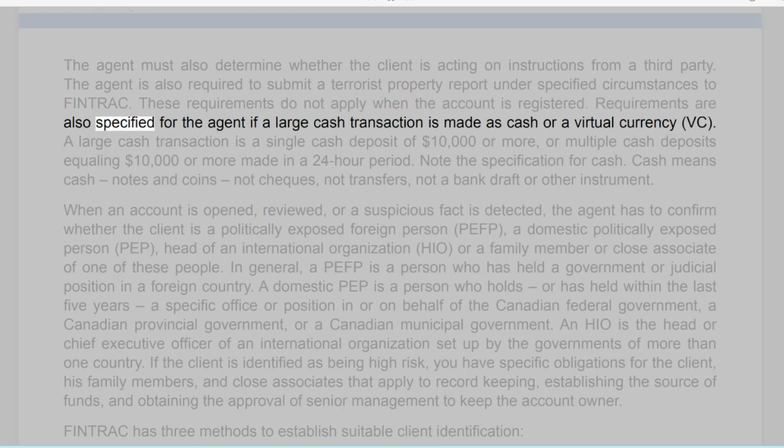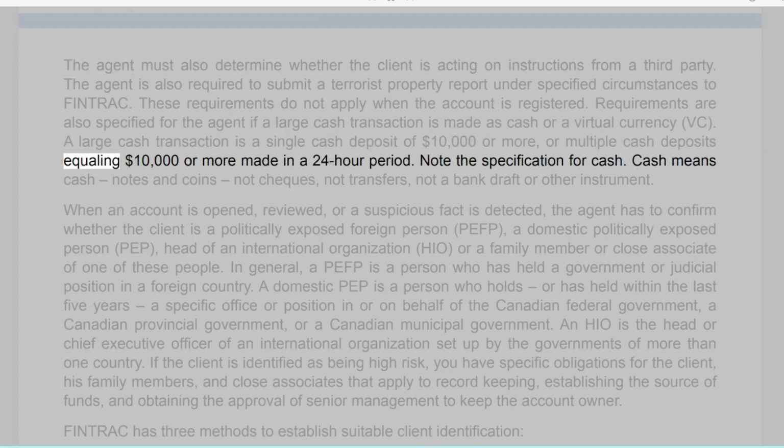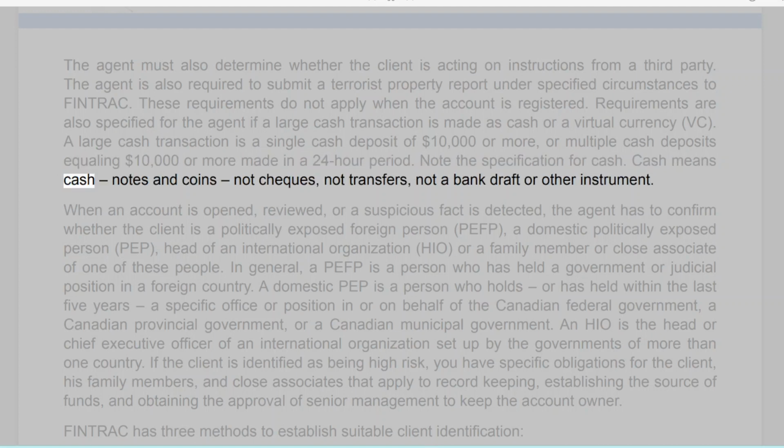Requirements are also specified for the agent if a large cash transaction is made as cash or a virtual currency, VC. A large cash transaction is a single cash deposit of $10,000 or more, or multiple cash deposits equaling $10,000 or more made in a 24-hour period. Note the specification for cash. Cash means cash, notes and coins, not checks, not transfers, not a bank draft or other instrument.